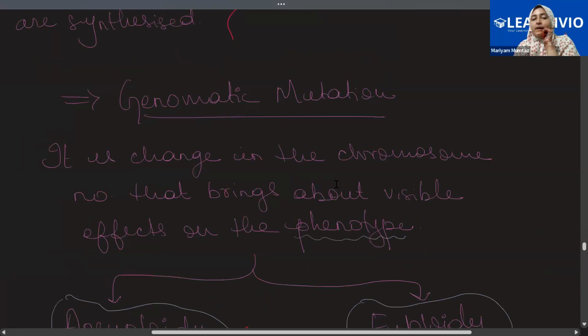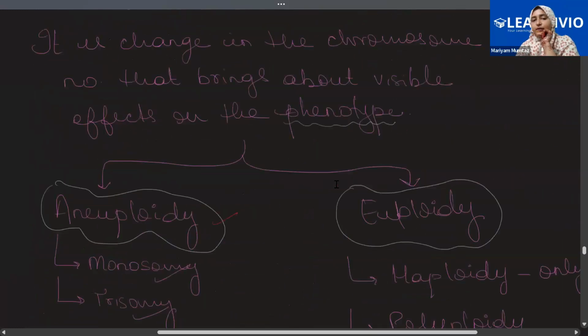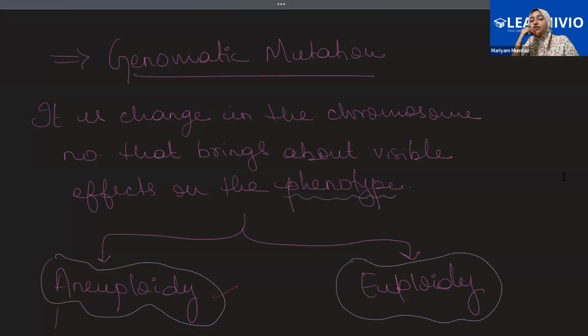Now talking about genomic mutations. We did talk about the normal mutations. Now let us have a quick overview of what genomic mutations are. Whenever the number of chromosomes changes, there is a change in the whole organism's phenotype. Why? Because every chromosome has a certain function to perform, and every single chromosome is responsible for phenotypes of our body. So the genomic mutation is the change in the chromosome number that brings about visible effects on the phenotype, meaning the external appearance.